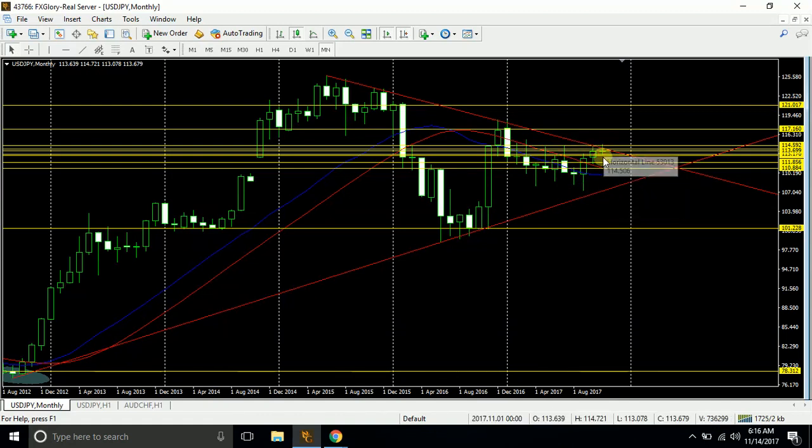So we'll either get a push straight down this way to this zone, or we'll get a push down and a bounce up here. Push down and a bounce up here. And a push down again.